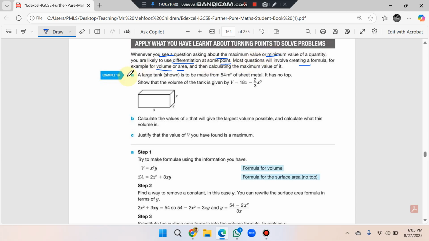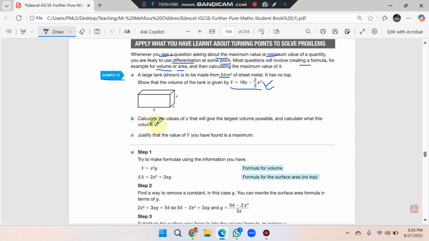Okay, so this is your example 19. In this example, a large tank shown is to be made from 54 meters square of the sheet metal. It has no top. Show that the volume of the tank is given by V equals 18x minus 2 over 3 x cubed. So we have to show that its volume is this one. Okay, this is your part A.